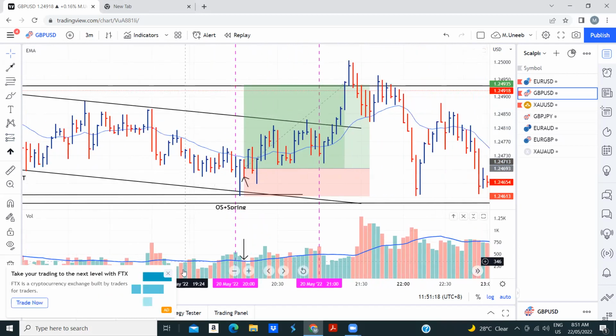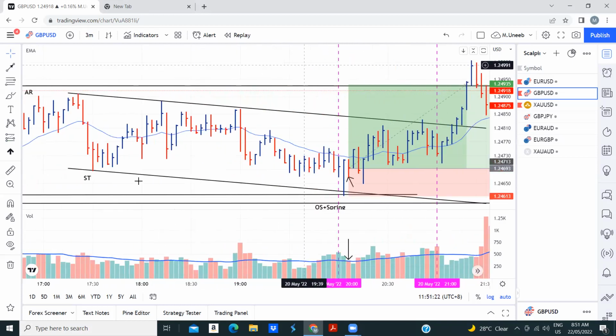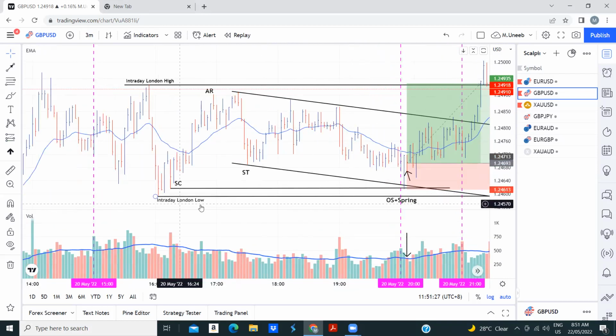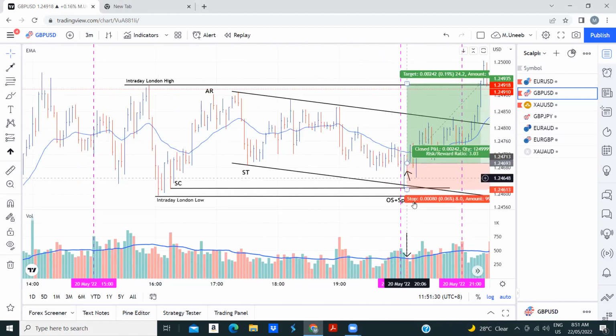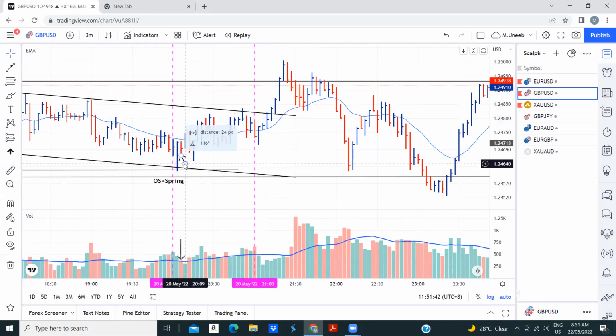Okay. Now the bias. As I told you, during the London Open, what happened? Our bias was near this intraday London low, so our bias was long. Got it? And we observed the oversold and spring. Got it? Now, as we breach and go up, try to observe this. As you go up here, what did you see? Can you draw another channel from here to here? As you're going up, this is the jump across the creek, right?